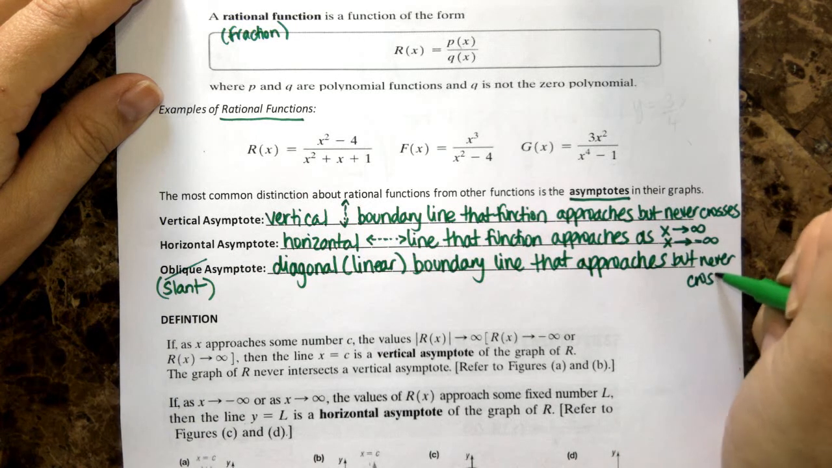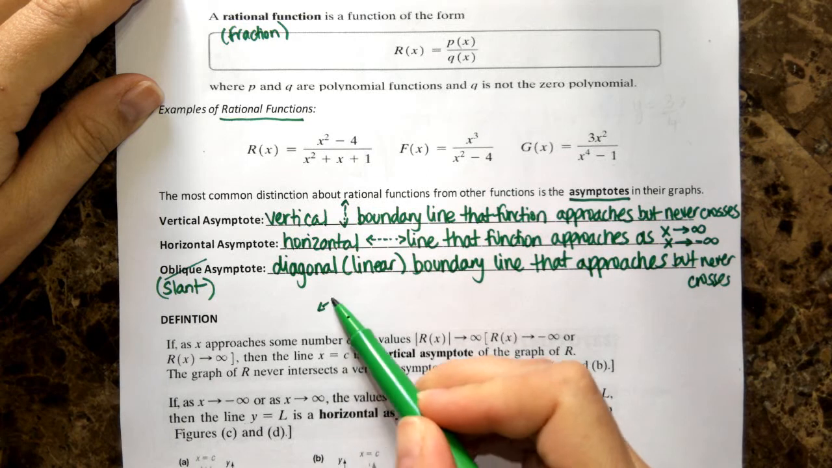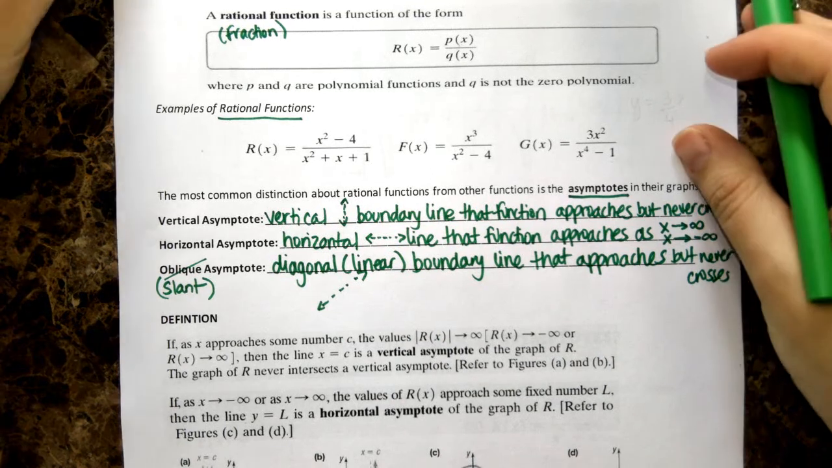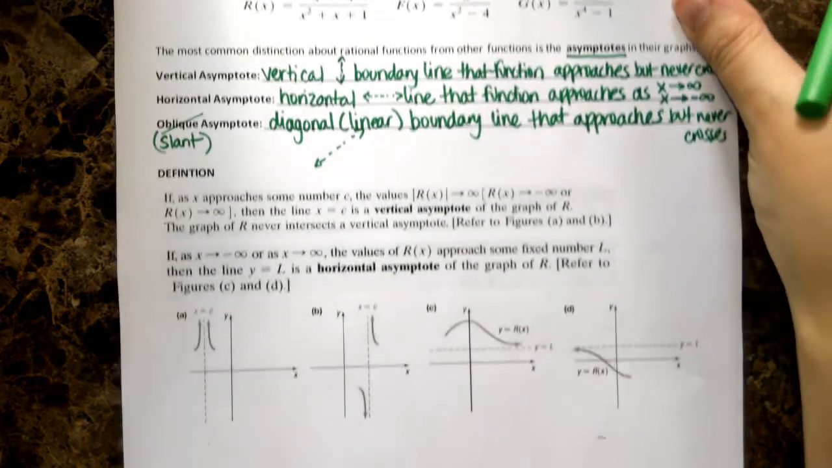Never crosses. Diagonal meaning, something like that, or it could be in the opposite diagonal direction. So those are the three types of asymptotes a rational function can have.